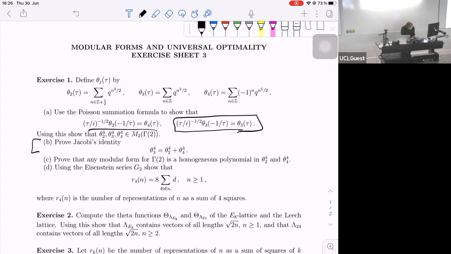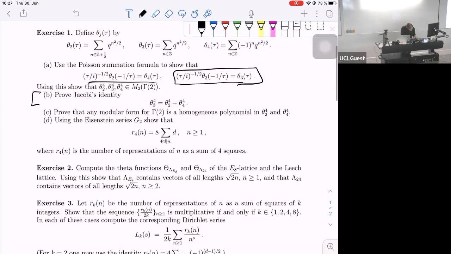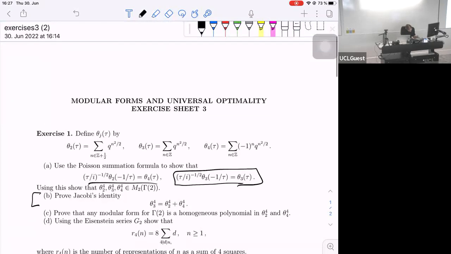And since some of these things, like part B, where we're supposed to prove a particular identity, is just a very direct verification once you have all the modular forms set up in place, I will maybe leave that for you to try. So, okay, let's make a start.